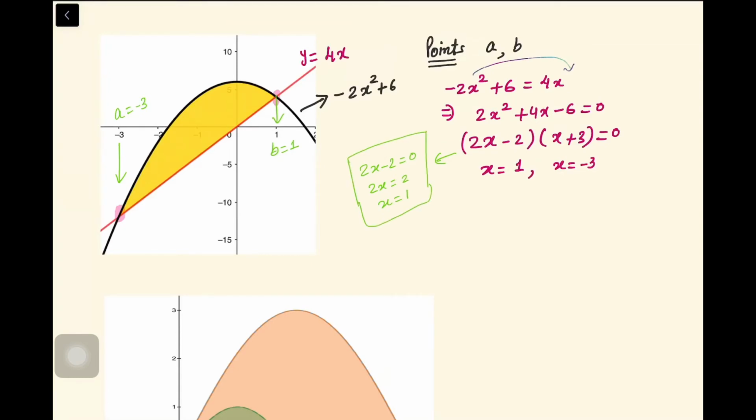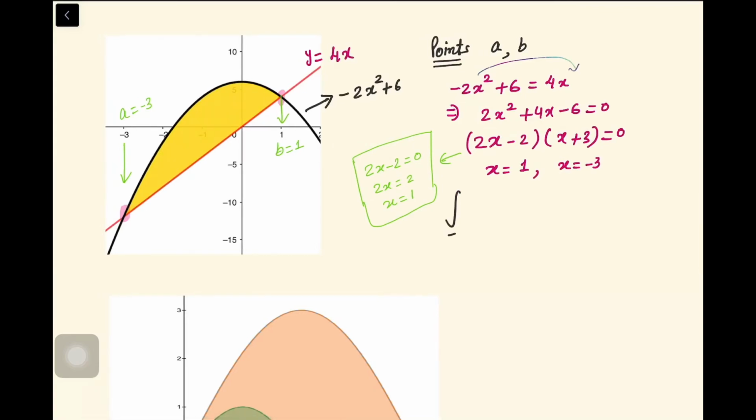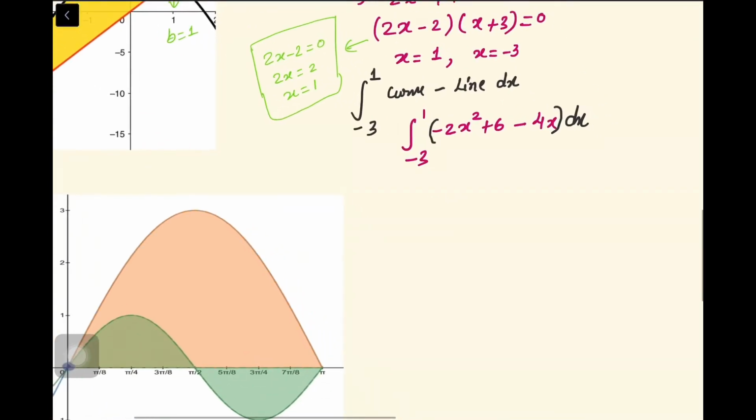Okay, now apply the limits. For integration, remember upper minus lower. So from negative 3 to 1, the upper curve is the parabola, minus the lower part, which is the line. So plug in their values of y. The curve is negative 2x squared plus 6 and the line is 4x, so minus 4x and then dx. Integrate, plug in the limits, super easy. The thing is the points of intersection. Points of intersection are important.